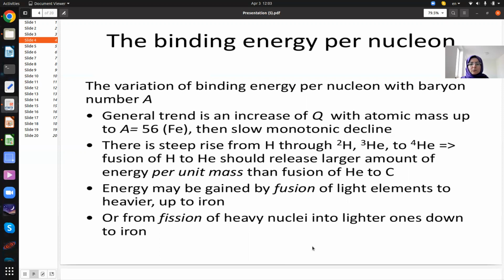There is a steep rise from hydrogen through hydrogen-2, helium-3, to helium-4. Fusion of hydrogen to helium should release a larger amount of energy per unit mass than fusion of helium to carbon. Energy may be gained by fusion of light elements to heavier ones up to iron, or from fission of heavy nuclei into lighter ones down to iron.